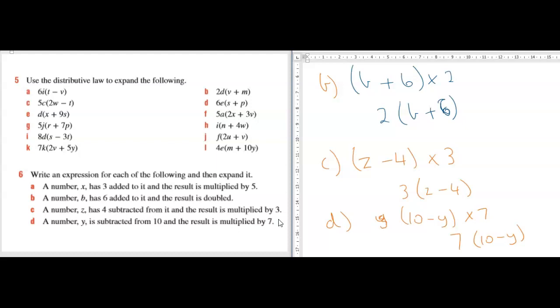So when it said Y is subtracted from 10, it's 10 minus Y. So a bit of a hiccup there.